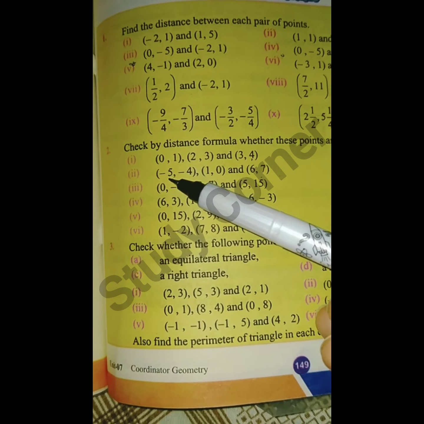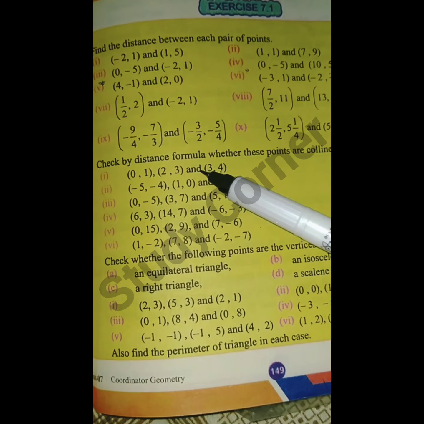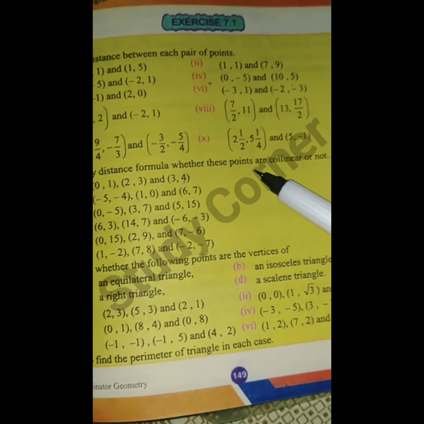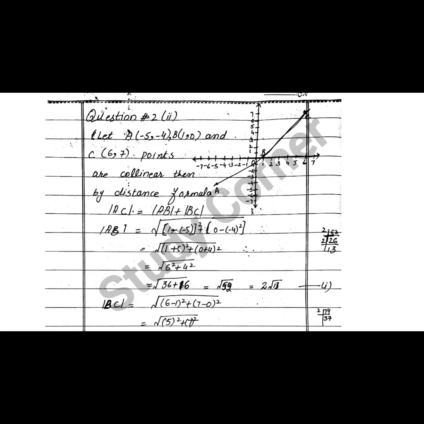These 3 points are given, that is (-5, -4), (1, 0) and (6, 7), and we have to check by the distance formula whether these 3 points are collinear or not. Okay, question number 2, that is also part 2, and we are given 3 points, (-5, -4), (1, 0) and (6, 7), and we let these points be A, B and C.